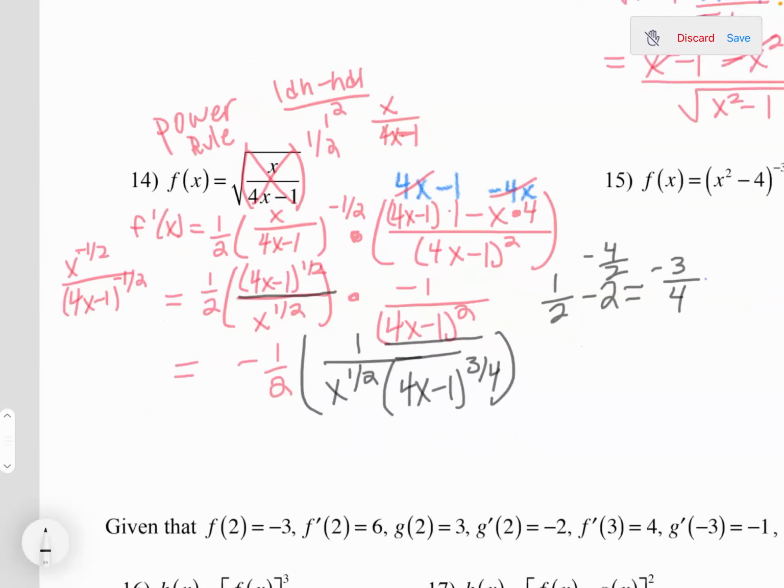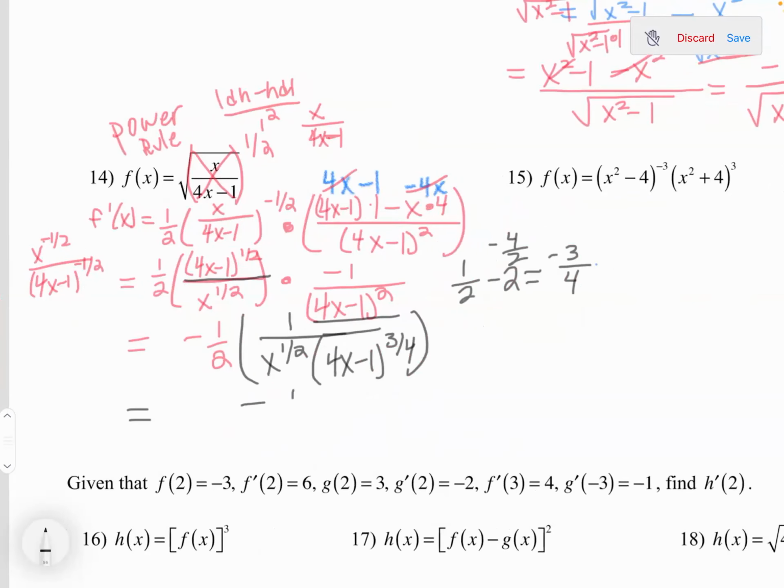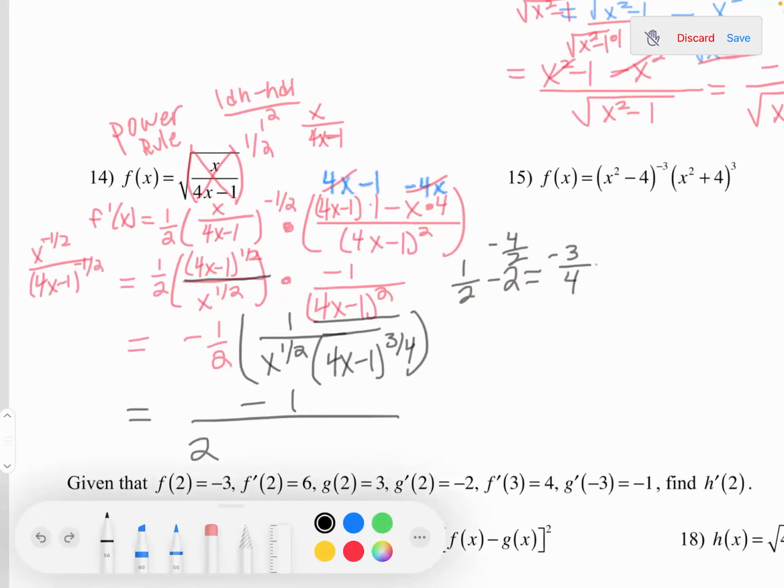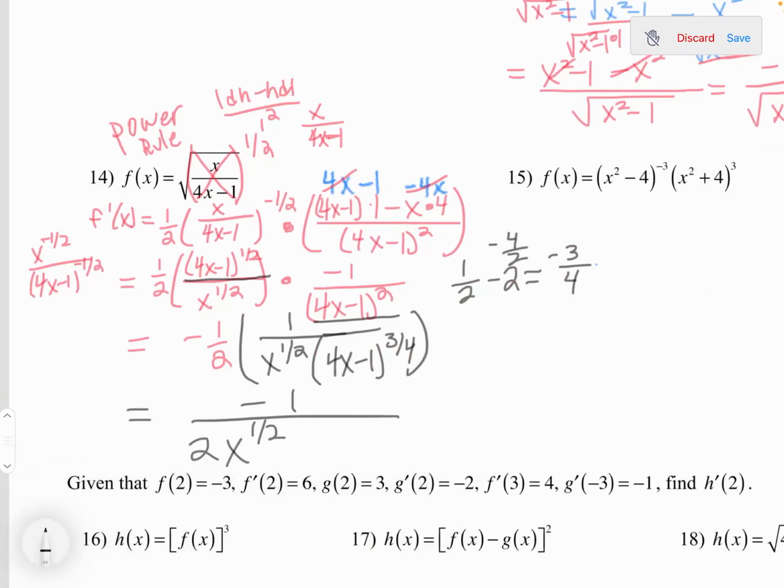And we can make that look a little bit nicer. We can put the negative 1 on top, and then on bottom we can put the 2, x to the 1/2. So 2x to the 1/2, and then this 4x minus 1 to the 3/2 would be our final answer there.